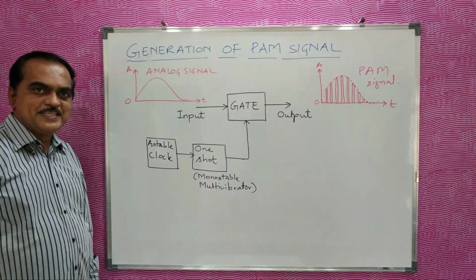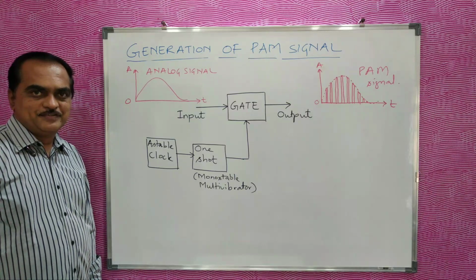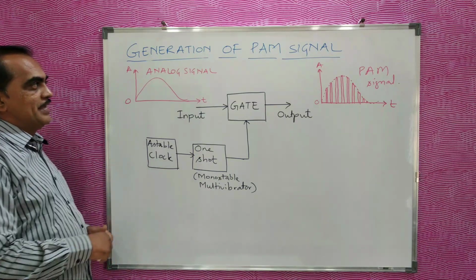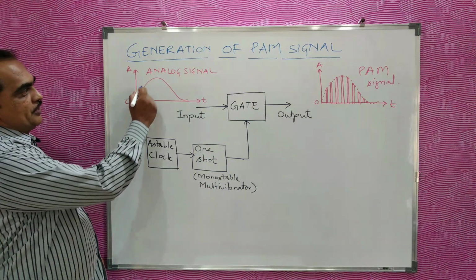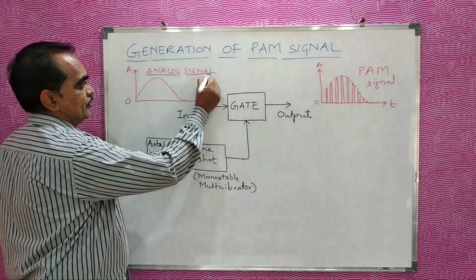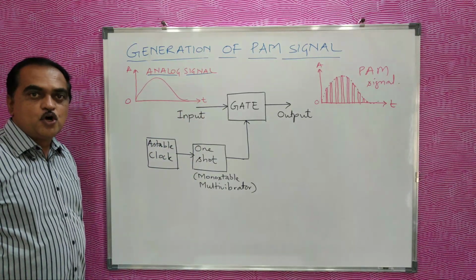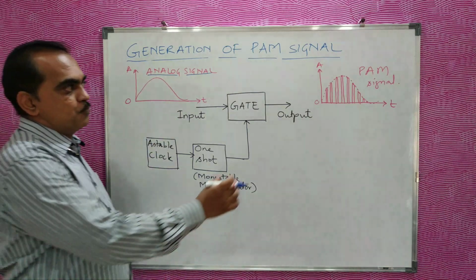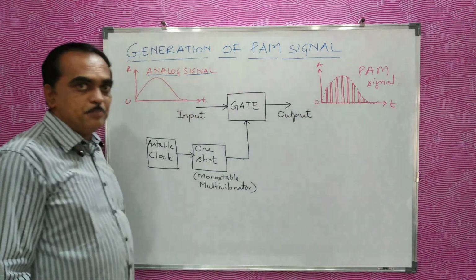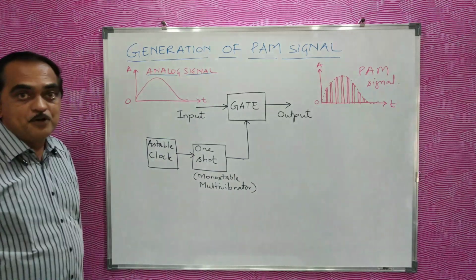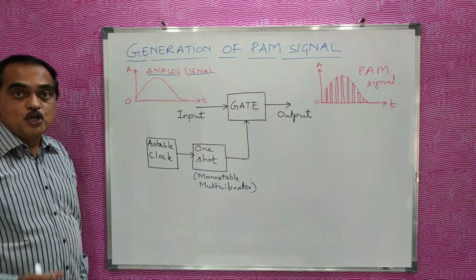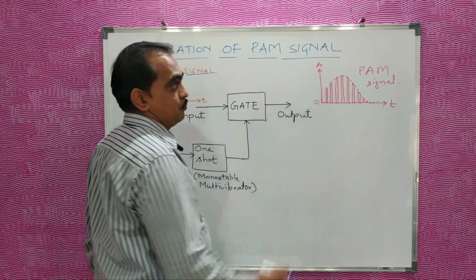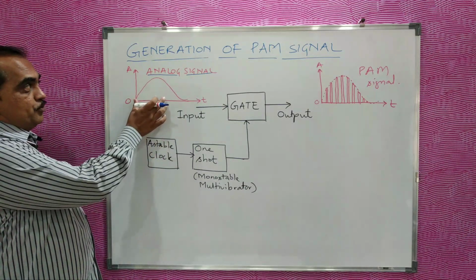Now students, we will see a generation of PAM signal. As I have shown you in this diagram, a circuit whose input will be an analog signal. So here you have shown an analog signal, or the information signal or the message, anything you can call it. The output should be samples or pulses which will take the amplitude of the analog signal at that instant of time. So these are your pulses which will come at the output. This is the input which is called the analog signal.